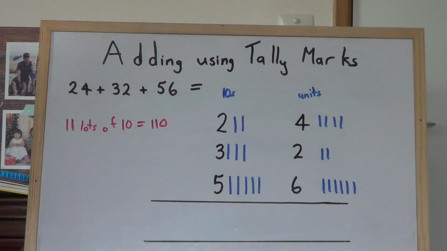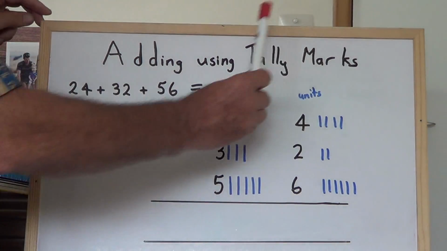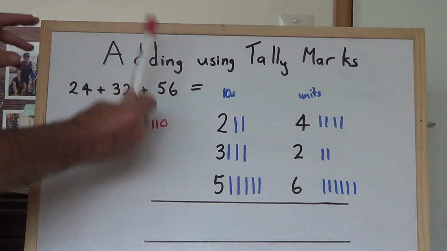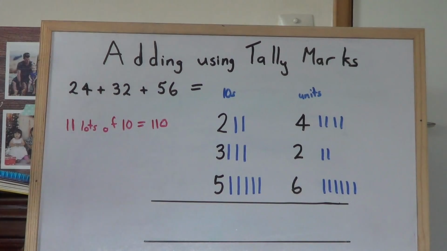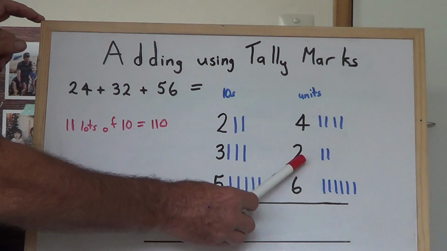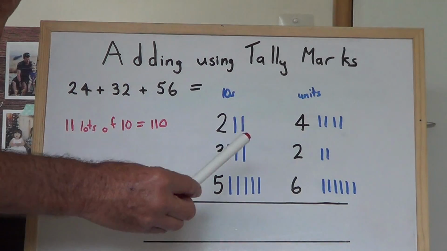Alright, this video deals with adding and subtracting using a counting strategy. Here we're going to use tally marks. Here's a short string of numbers, 24, 32 and 56. First thing we do is we write them out vertically. There's 24, there's 32, there's 56. Then we put the tally marks beside them.